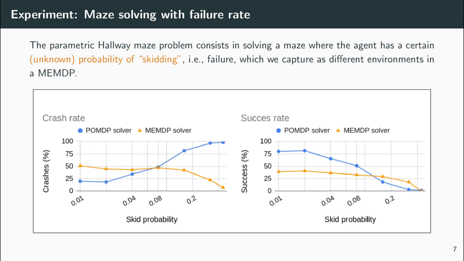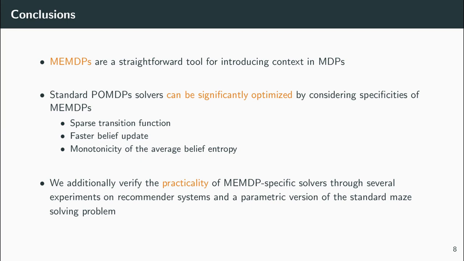To conclude, MEMDPs are a quite simple tool to introduce some additional context in MDPs. While they are a subcase of POMDPs, so we can simply use POMDP solvers, we can significantly optimize this by considering the specific structure of MEMDPs. Finally, we verified this in practice, looking at different applications as well as different settings in terms of number of states and environments, and we particularly focused on recommendation systems, where we show that these MEMDP-specific solvers really perform more efficiently in terms of speed, runtime, and sometimes also accuracy.